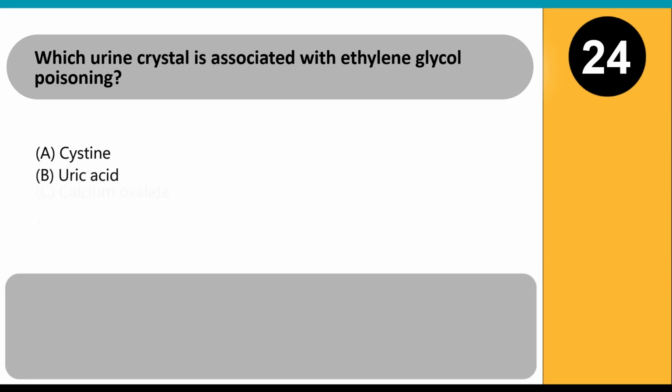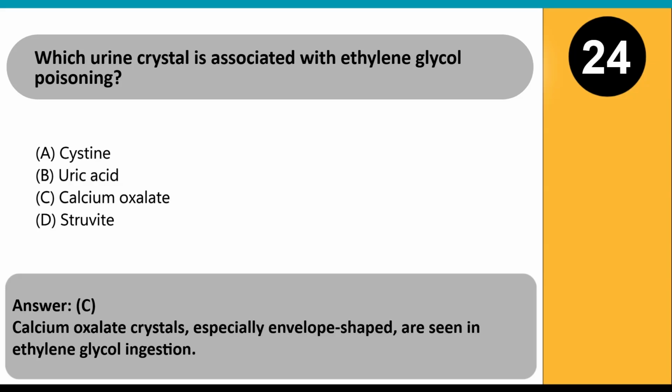Which urine crystal is associated with ethylene glycol poisoning? A. Cystine. B. Uric acid. C. Calcium oxalate. D. Struvite. Answer C. Calcium oxalate crystals, especially envelope-shaped, are seen in ethylene glycol ingestion.